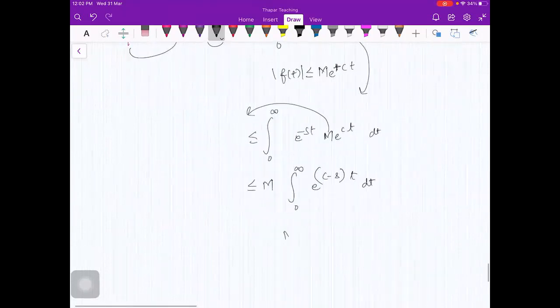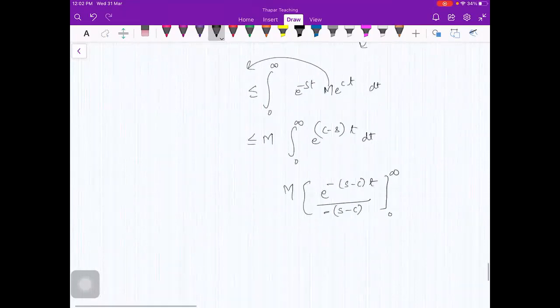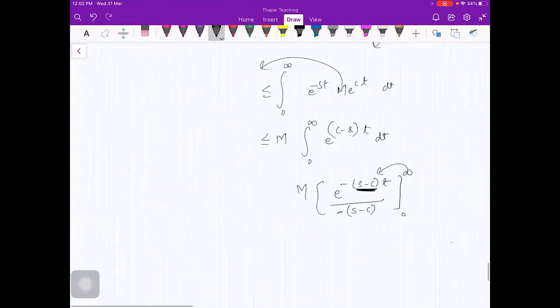Now you just integrate. This function is e raised to the power minus (s minus c)t upon s minus c, from 0 to infinity. Now, if s is greater than c, then this is positive, so infinity will give you 0. So for s greater than c, you have this. This is M; when you put infinity, this is 0, minus, when you put 0, this is 1. So 1 upon s minus c.